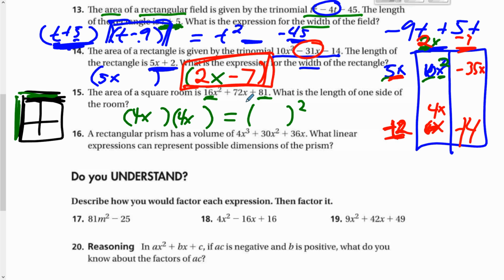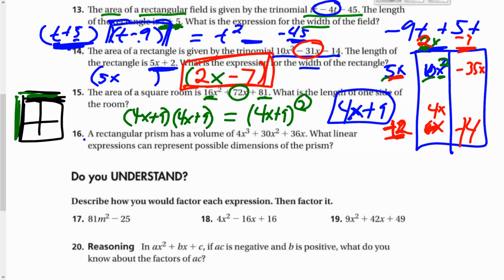And then what is 81? It's a positive 9 and a positive 9. And then 4x times 9 is 36, and 4x times 9 is another 36, and that equals 72. So that means that our side that we're looking for, one of the sides, this could be rewritten as (4x + 9) squared, but we're looking for just one of the sides. So one of the sides is just 4x + 9, because it's square, right? Both sides are the same, but they were asking for just one side.